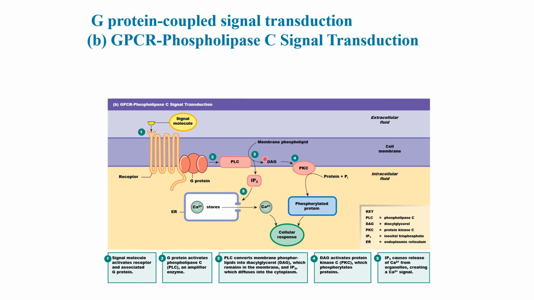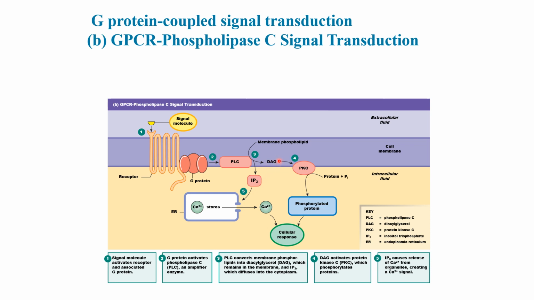What it does is it takes some of the membrane phospholipids within the cell membrane and it converts it into two compounds. One is known as DAG, which stands for diacylglycerol, and it will also convert some of the membrane phospholipids into IP3 or inositol triphosphate.